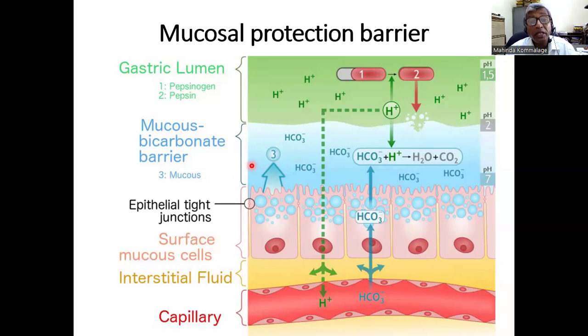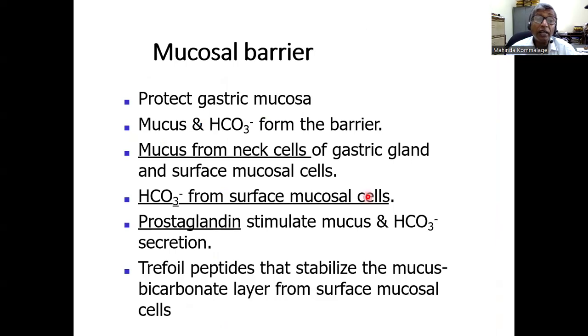If there's damage to this barrier, we will get ulcers or gastritis or peptic ulcers. The common reason for peptic ulcer is damage to this barrier. Right. So the protective barrier contains mucus and bicarbonate. Mucus comes from many cells, including neck cells of the gastric gland and other surface cells. Bicarbonate is also secreted from surface mucus cells.